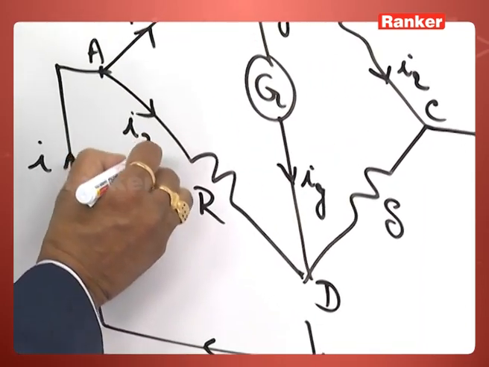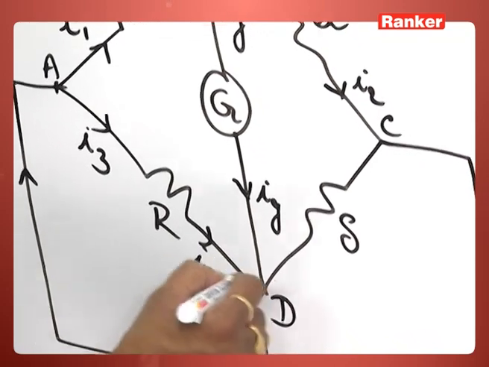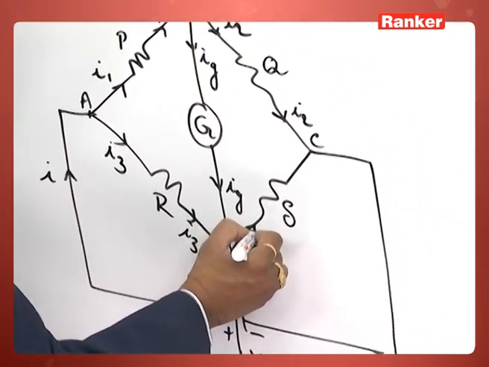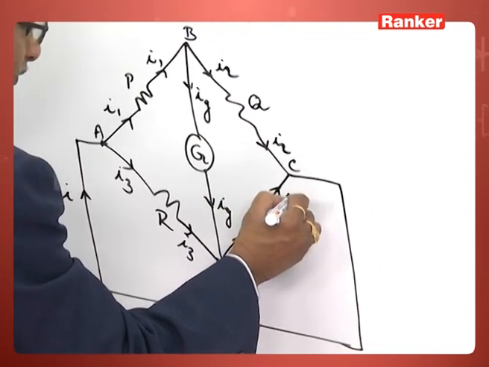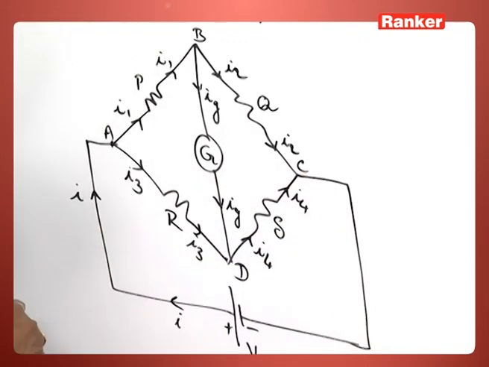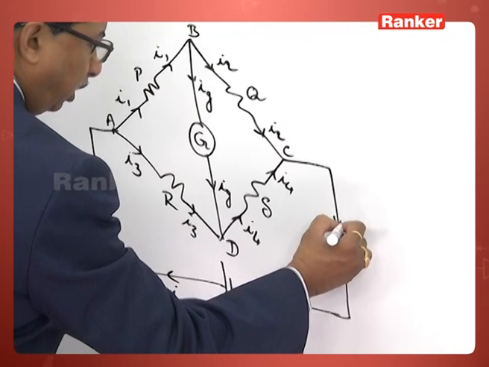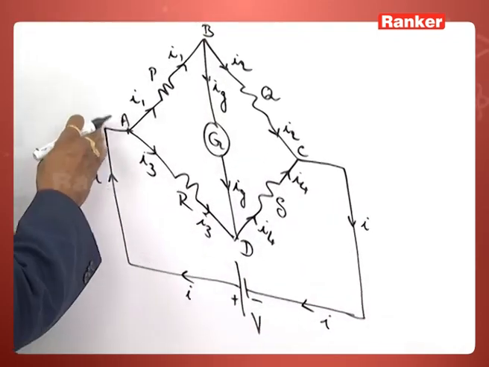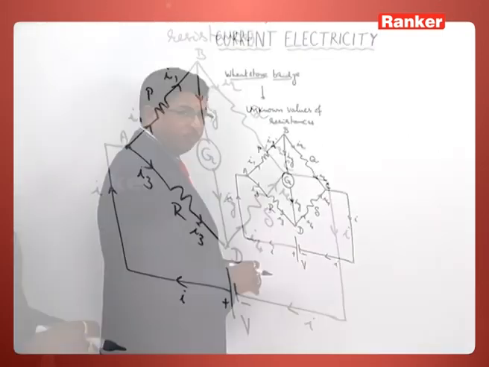If I consider the current as I3, this I3 reaches this point D, along with IG, both will mix up to give out the total current as I4 across S. Now this I2 and I4 put together give out the total current as I, which of course is entering from here. Same will exit from the other end.